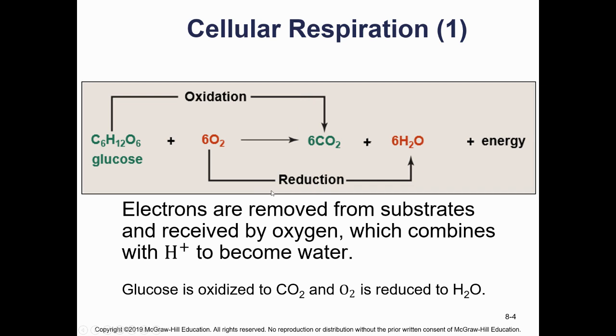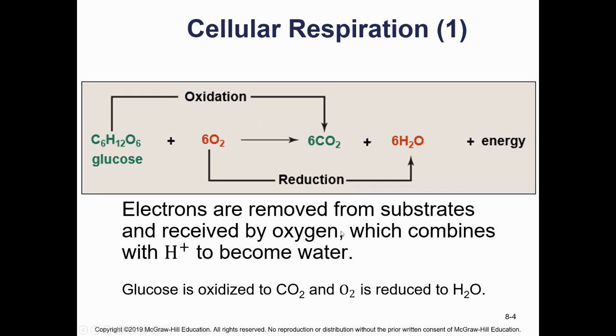So here's our equation for cellular respiration. Glucose and oxygen are inputs. Carbon dioxide and water are our outputs from the process, so our reactants and our products, and we get energy in the form of ATP out.